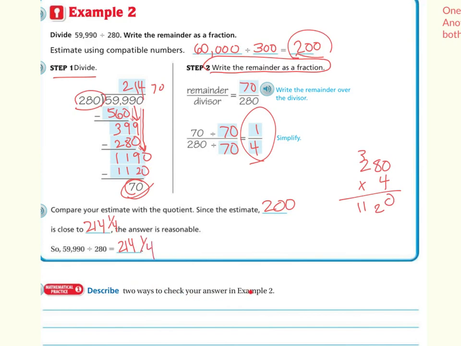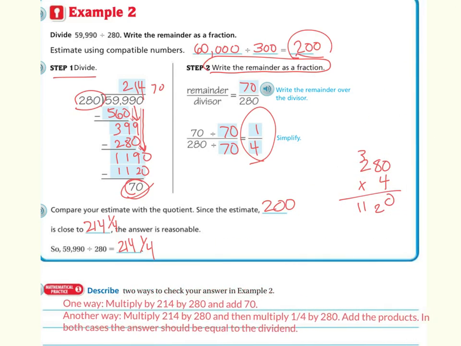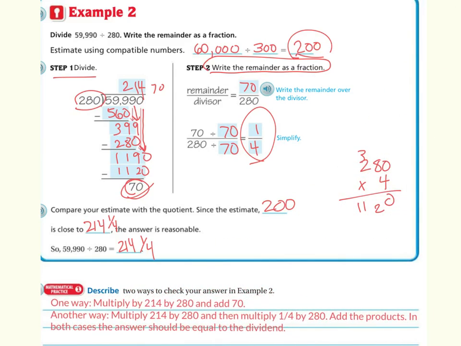Describe 2 ways to check your answer. Well, one way is to multiply 214 by 280 and add 70, just like we did in the last problem. Another way is to multiply 214 by 280 and then multiply 1/4 by 280. And then if you add the products together, you should get the dividend.